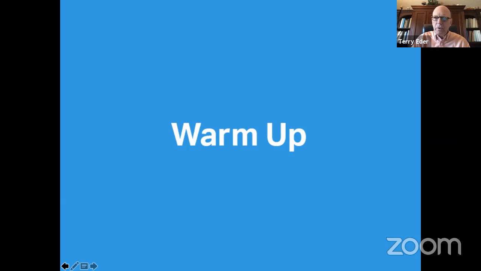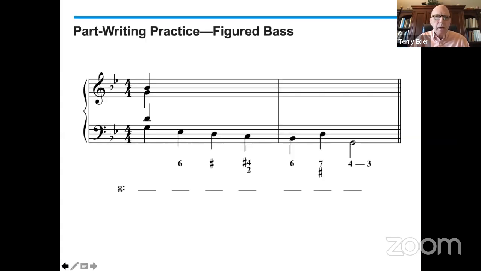And I had left you with an assignment, part writing from figured bass. And so here's the exercise that hopefully you had a chance to copy off or print off and be able to do. And of course, as we look at this particular exercise or progression, shall we say, is in the key of G minor.